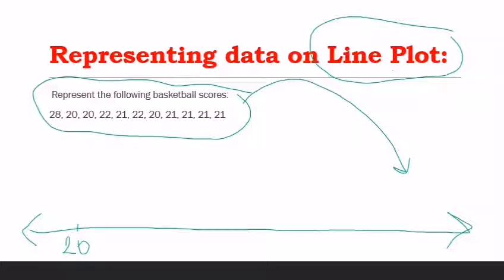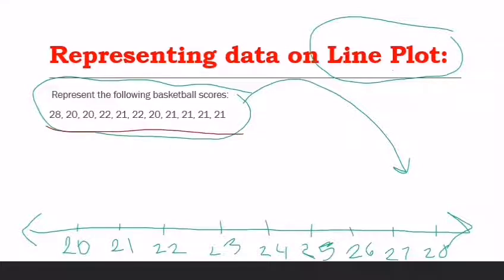Yes, the 28. So I'll say 20, 21, 22, 23, 24, 25, 26, 27, and 28. So these are all the numbers here in this data set. And I'll start representing these numbers in this line. So I have here 28. So I will come at 28 and put a cross.